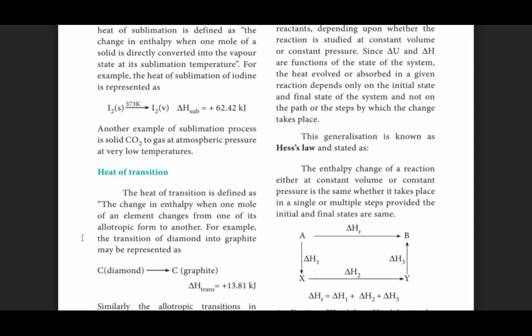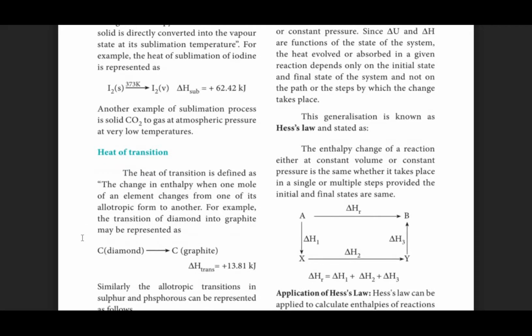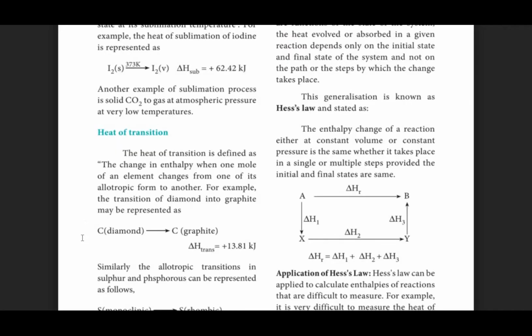Next, heat of transition. The heat of transition is defined as the change in enthalpy when 1 mole of an element changes from one of its allotropic forms to another form. For example, the transition of a diamond into graphite. Both diamond as well as graphite are carbon in its allotropic form. The C diamond is converted to C graphite. The enthalpy needed for this one is plus 13.81 kilojoules.